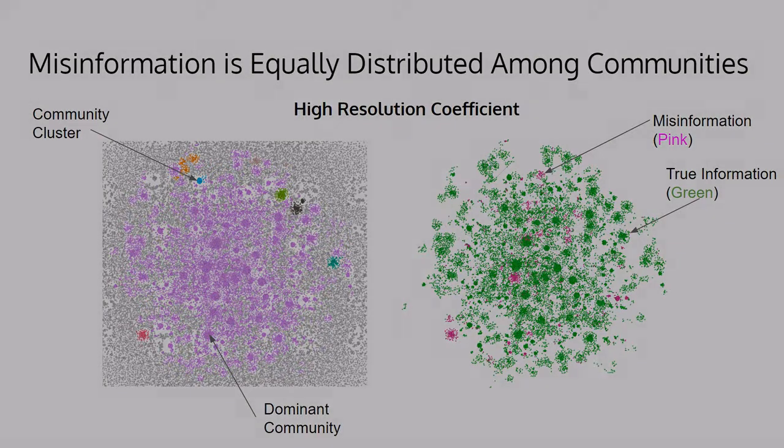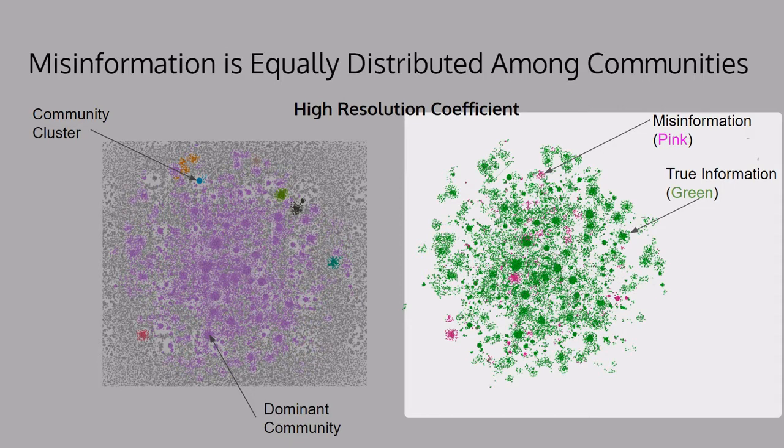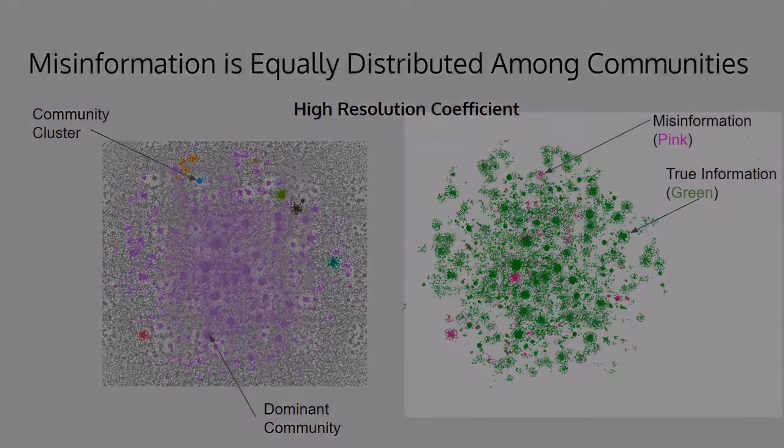In this case, one dominant community emerges, as well as several smaller ones that are each around the size of a single thread. Importantly, we see on the right that fake information is scattered within the communities, especially this dominant community. The misinformation is very entangled with the real information. It is not clustered together in any sort of meaningful way.